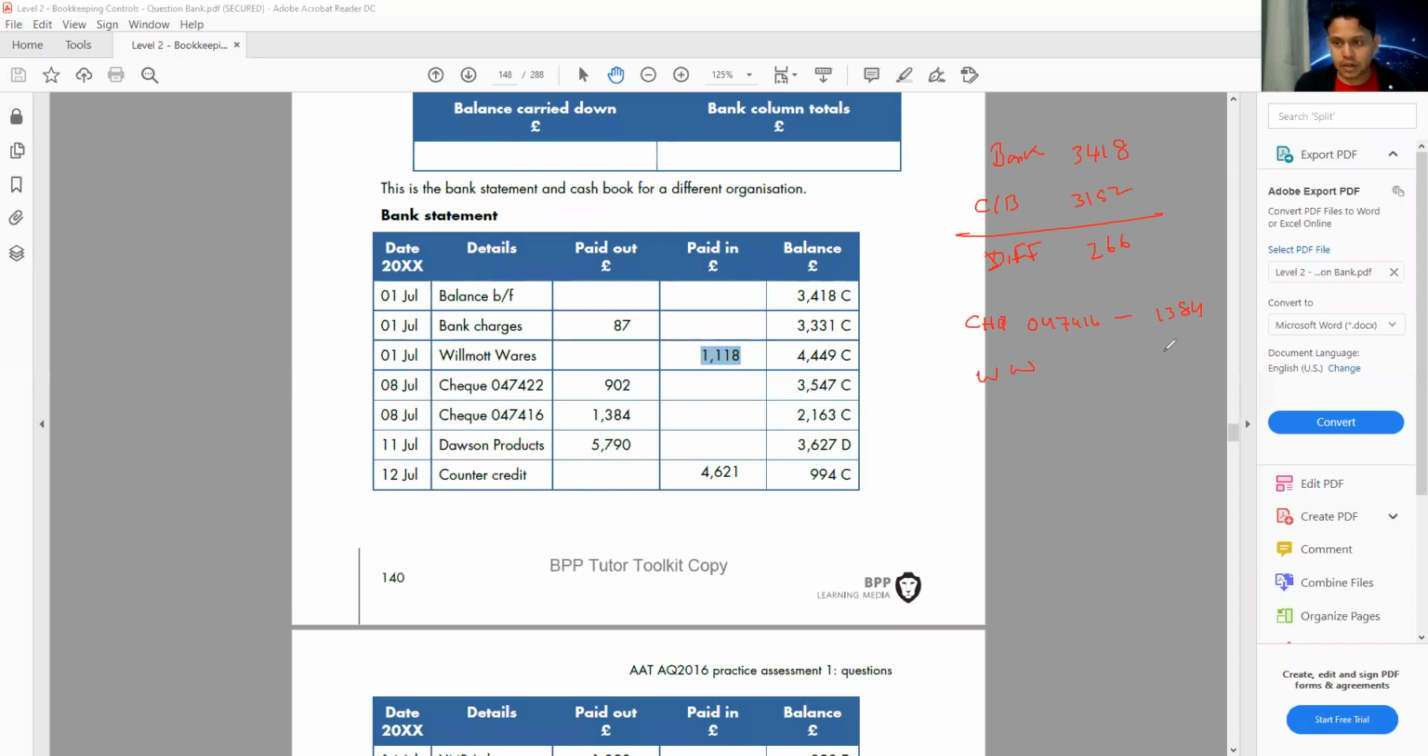WMW 1118. And if the difference is 266, that means I found the reason why this is not matching. So let's check this difference. 1384 minus 1118. If the difference is 266, that means that is exactly matching with the difference we have on the opening balance. 1384 minus 1118 is 266, isn't it? So 266. Now we can say we found the reason why it is not matching.